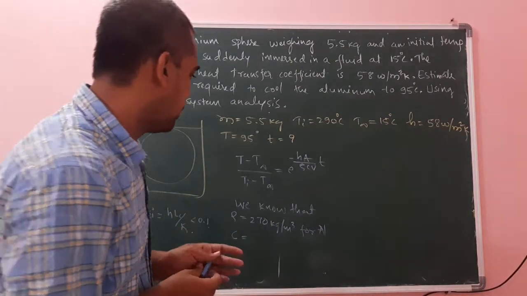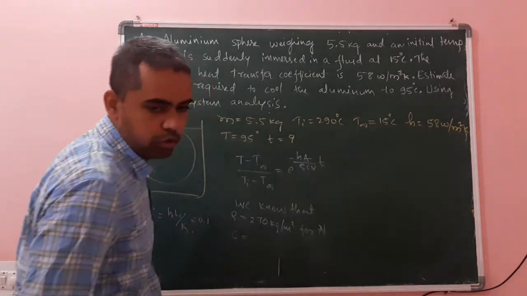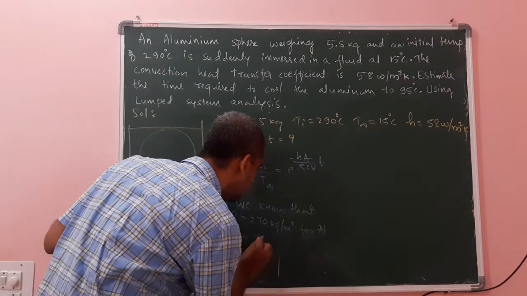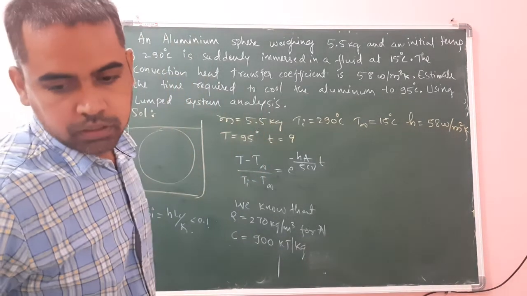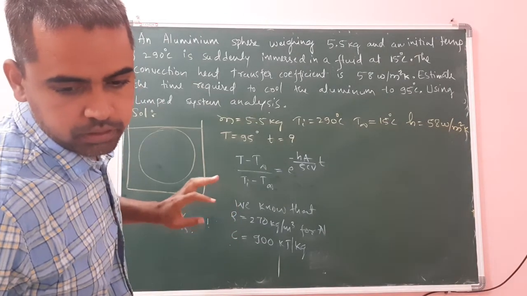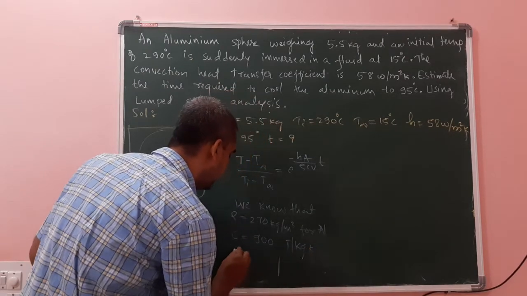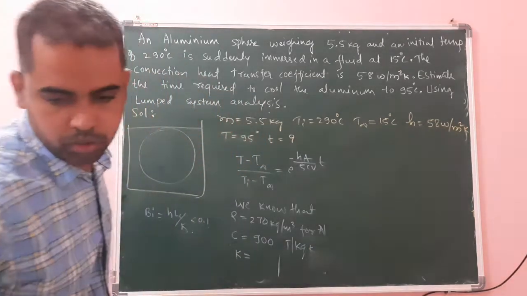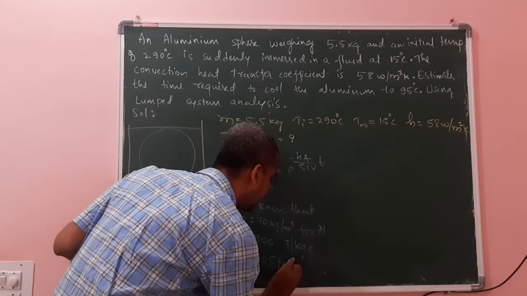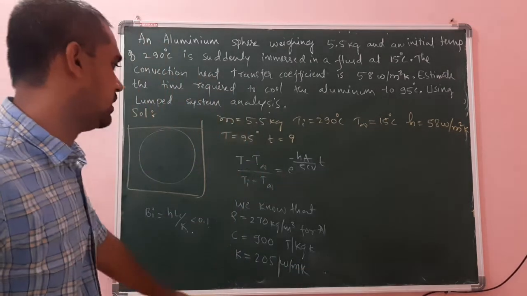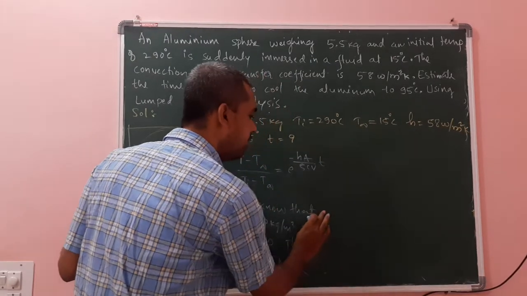From the data book, you will get density 2700 kg per meter cube, specific heat 900 joule per kg Kelvin, and thermal conductivity K equal to 205 watt per meter Kelvin. These are the properties available from the data book. From the data book, we will write these properties.